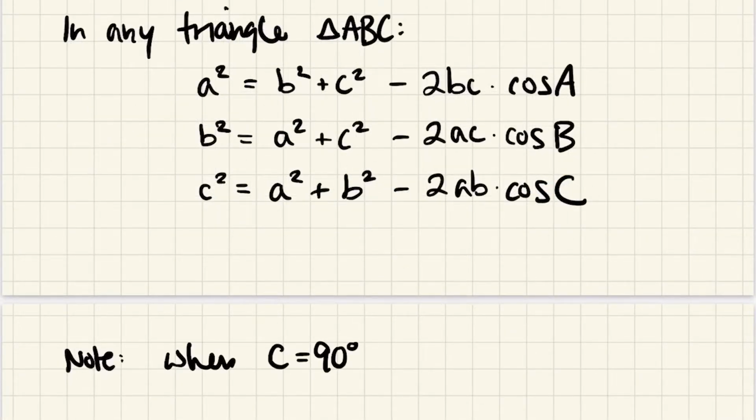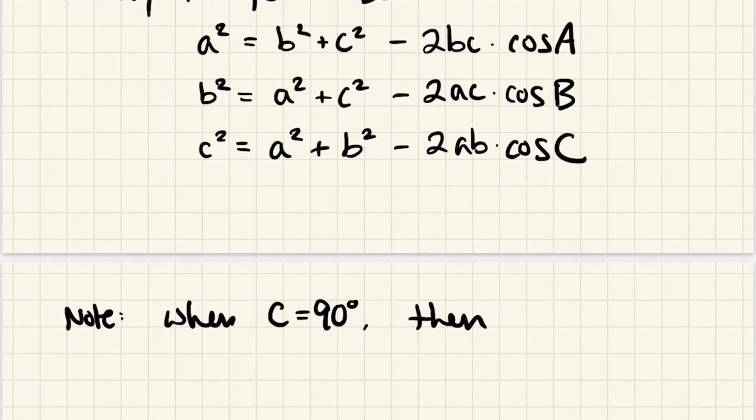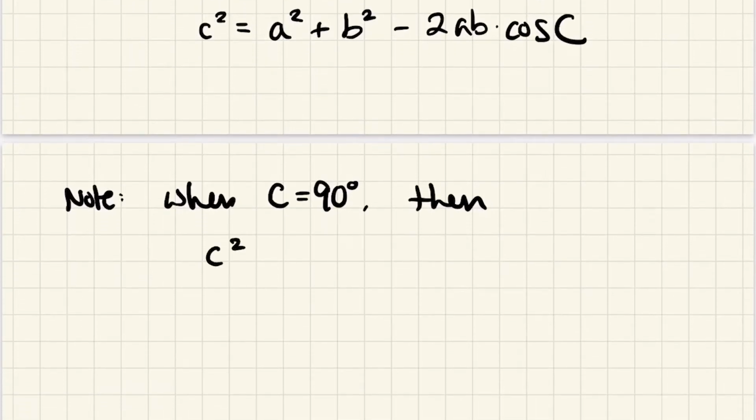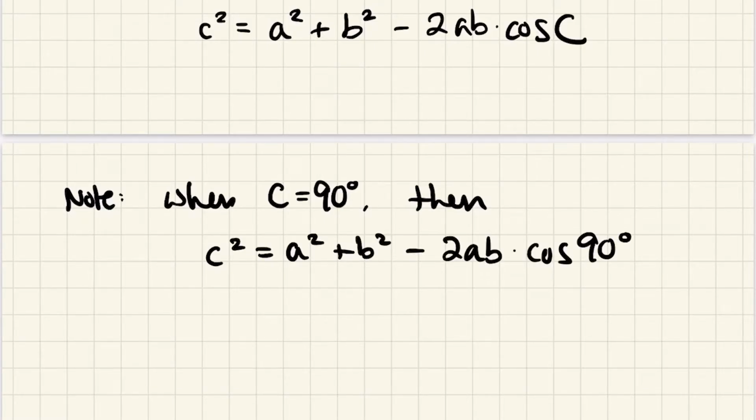So note that when you do have capital C equaling 90 degrees, in which case you have a right triangle, then this last line of the law of cosines is actually just the following. Cosine of 90. And of course, we know that cosine of 90 evaluates to 0, which being multiplied by 2ab eliminates it, and we simply get the Pythagorean theorem.